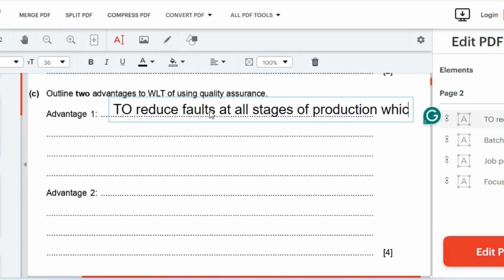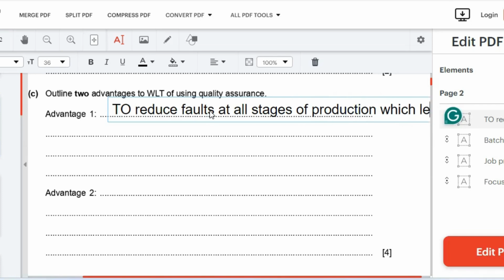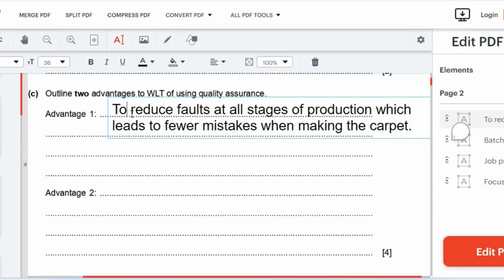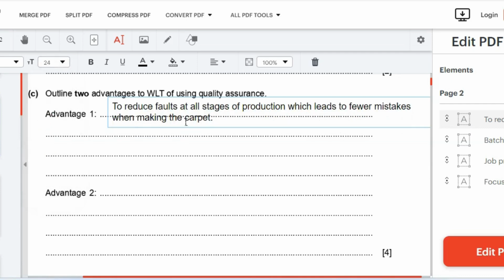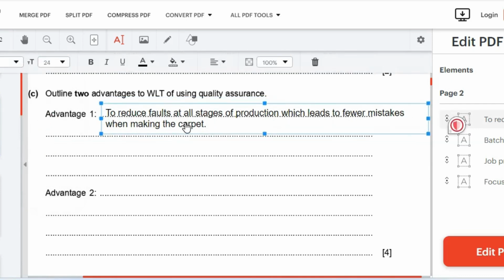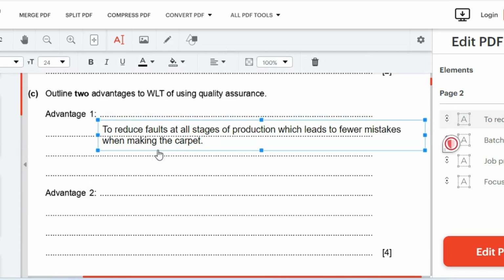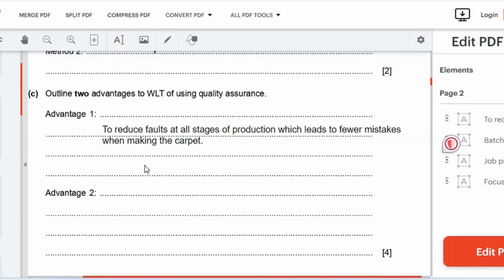Which leads to fewer mistakes when making the carpet. Of course, the carpet is the application of the summary given to us. Let's reduce this to look more beautiful. Now, to reduce faults at all the stages of production.